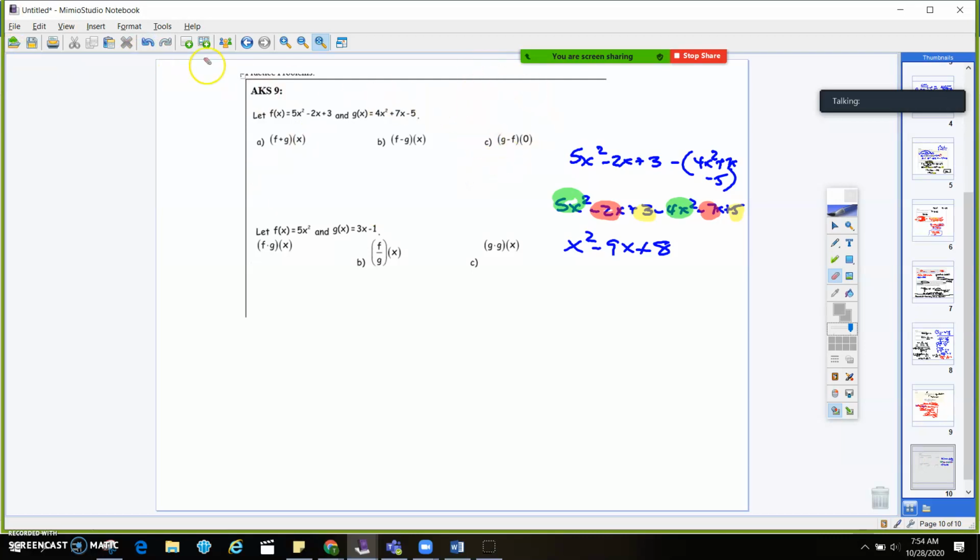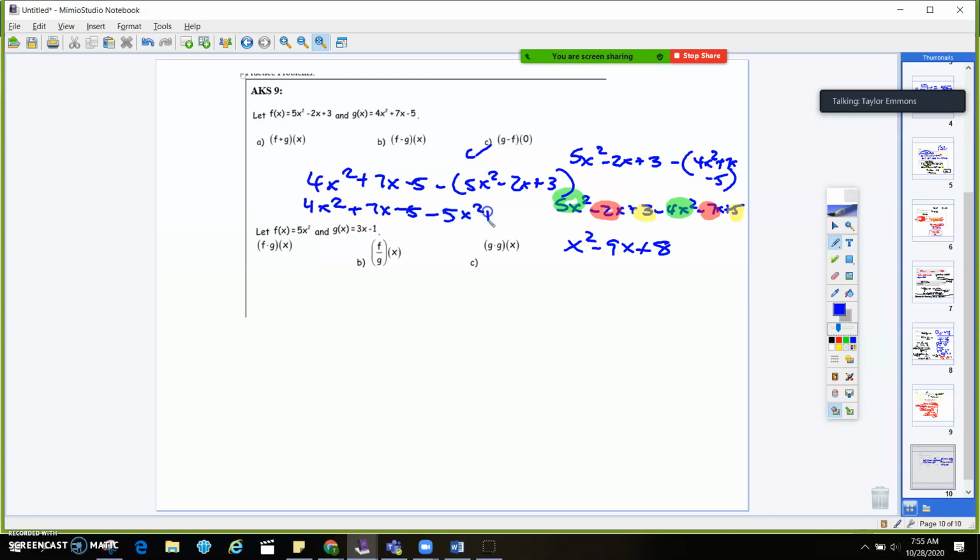Okay. On C, we've got g minus f of 0. So you're going to plug in 0 at the end. So we've got g minus f. And actually, we're going to plug in 0 at the very, very end. I'm not going to do it yet. So we're going to write this out.